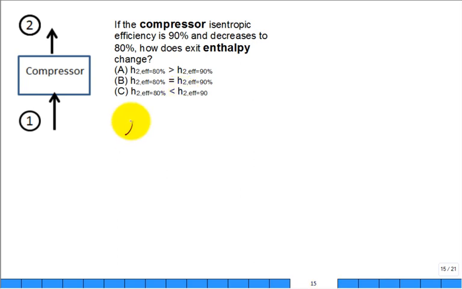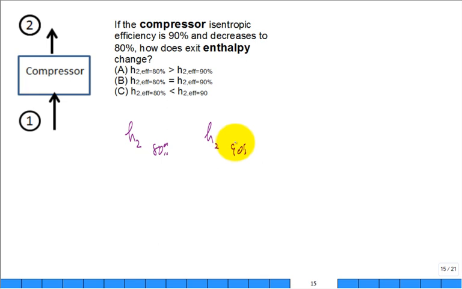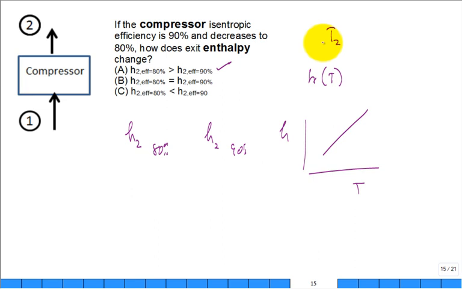Talk to me about the exit enthalpy. If it's 80% isentropic efficiency versus the exit enthalpy if it's 90% isentropic efficiency. You have an answer already? All right, so why is it A? It's the same idea that enthalpy is a function of temperature, and the enthalpy goes up with temperature. And so we said already that T2 is going to go up if I have lower isentropic efficiency, hence H2 actual goes up. So A is the best.